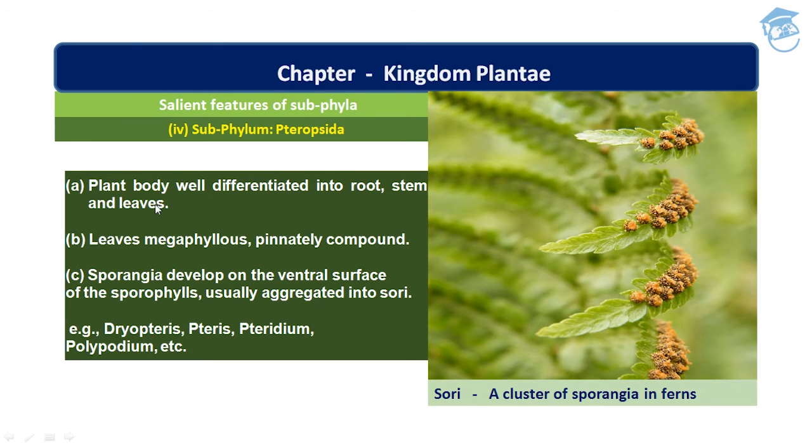root, stem and leaf. Leaves are megaphyllous, that means they are very large. They are pinnately compound. I have already taught you about the types of leaf in the chapter Anatomy of Flowering Plants. You can refer to that for better understanding. So the leaves are megaphyllous, pinnately compound, and sporangia develop on the ventral surface of sporophylls, usually aggregated into sori. So these are sori, students. This is the cluster of sporangia in ferns, and that is called sori. It is seen in Dryopteris, Pteris, Pteridium and Polypodium.